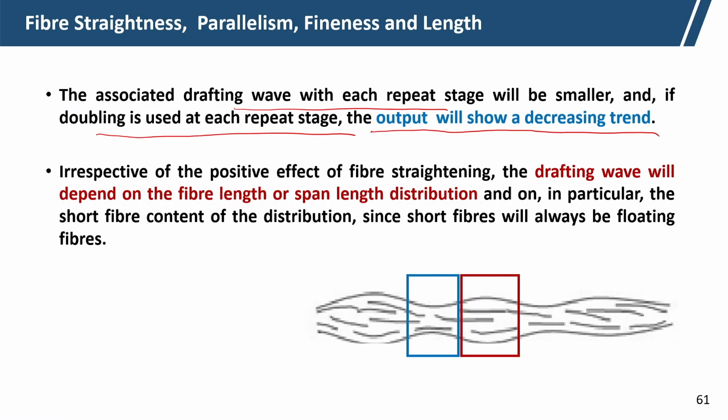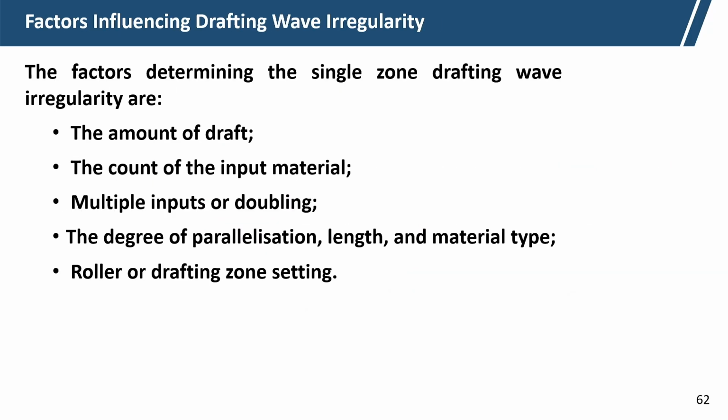Irrespective of the positive effect of fiber straightening, the drafting wave depends on the fiber length and span length distribution. So, where the fiber length is more, the drafting wave will be less. And in particular, the short fiber content in the distribution: where short fiber content is more, the drafting wave will be generated due to the floating fibers. And then the roller setting: the higher the roller setting, the more drafting wave there will be.